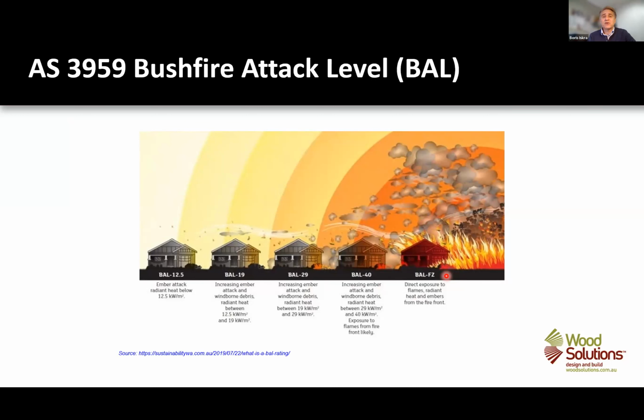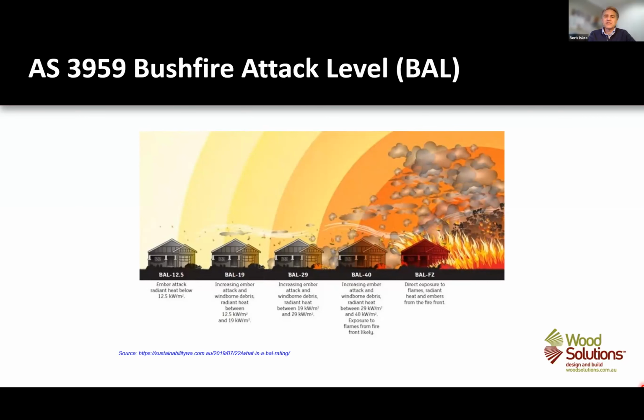that's what under the bushfire standard is referred to as flame zone. Obviously, our structures get surrounded by fire and flames. And then as we move away from that vegetation source, the level of bushfire attack will reduce. So we have our BAL 40s moving away from the flame zone down to BAL 29, 19, and BAL 12.5.